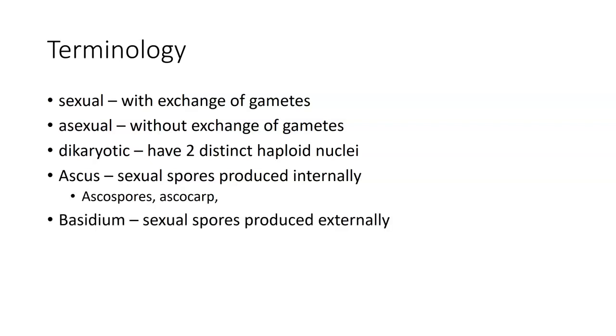We have a basidium, and a basidium will produce sexual spores externally. So when we're looking at a basidium, we're talking about something where the spores are going to be produced externally on it. And again, we have terms. We talk about basidiospores, which are the spores of a basidium. We have the basidiocarp, which is the body that produces the basidium. So we're going to look at sexuality in fungi and how this actually works.